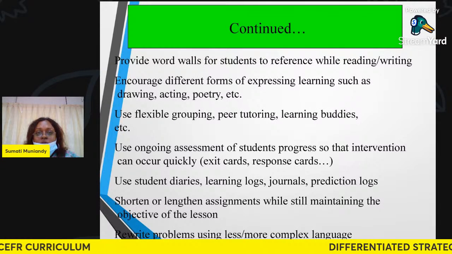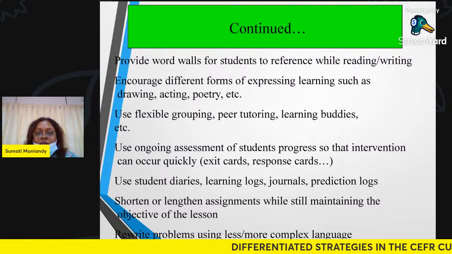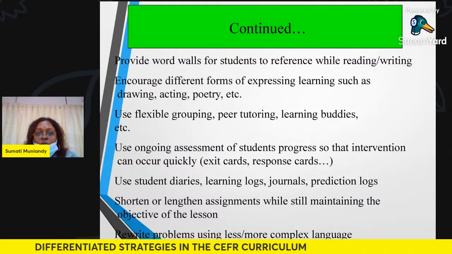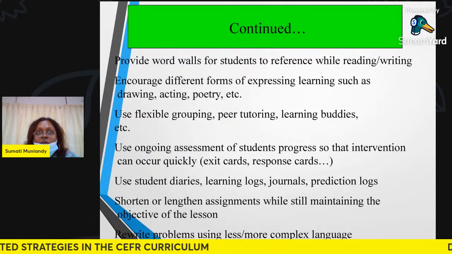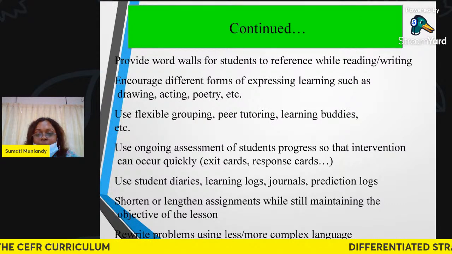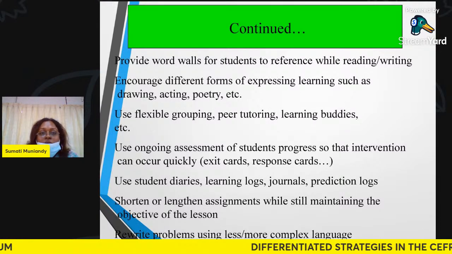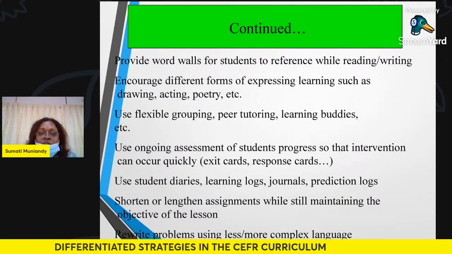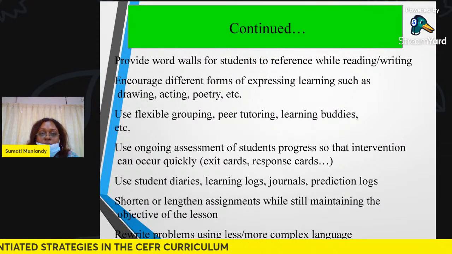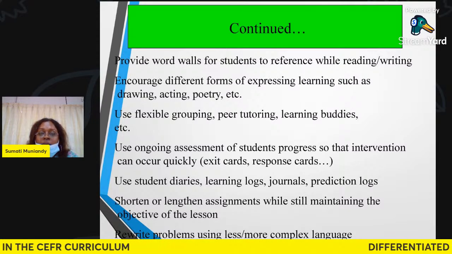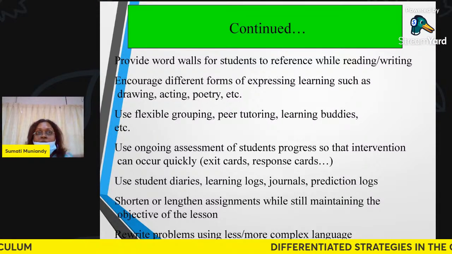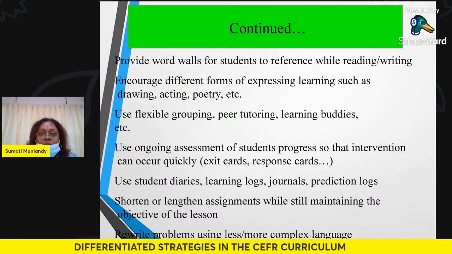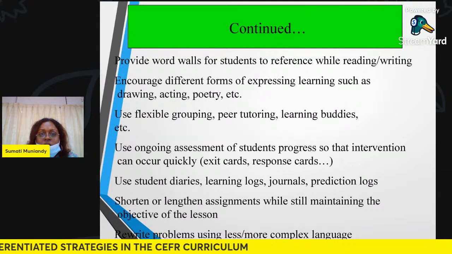Provide word walls for students to reference while reading. Okay, you can try this. Encourage different forms of expressing learning, such as drawing, acting. Yeah, this is very good. Some are very kinesthetic, right? The students are very hyper. They want to try this, they want to try that. So you can ask them to draw, to act, to do their poetry presentation and all that. Use flexible grouping, peer tutoring, that means peer work. I mean, the friends can help one another. They help one another, pair work and all that. Learning buddies you can arrange.